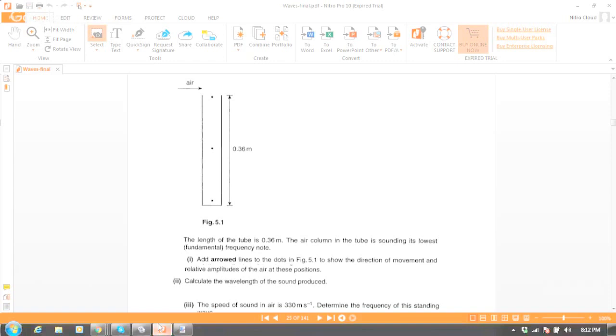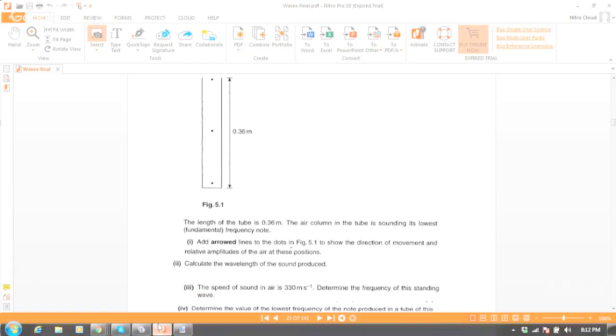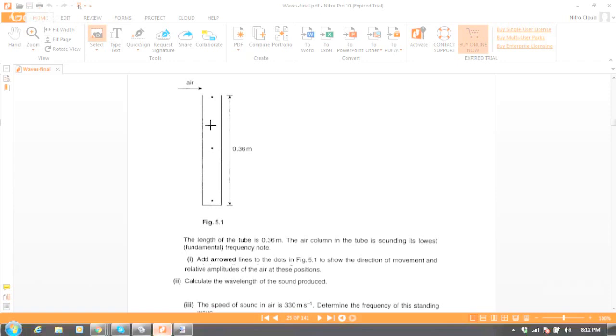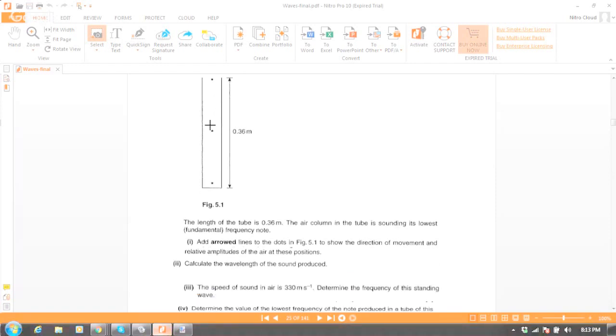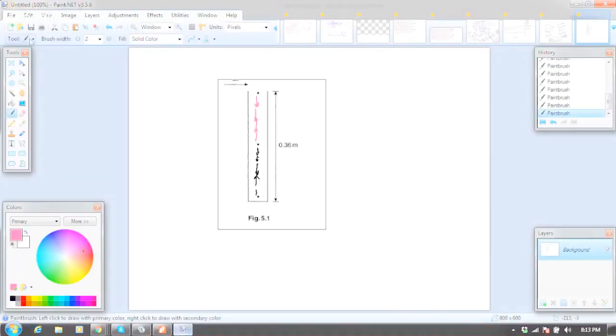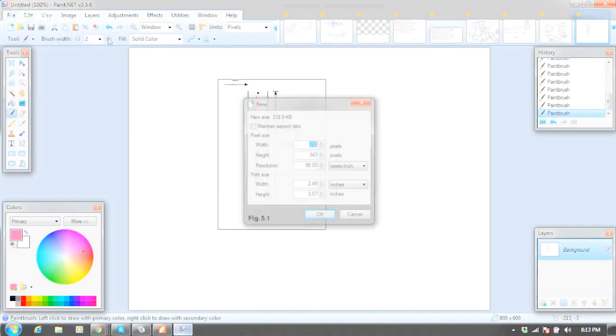Okay, calculate the wavelength of the sound produced. So wavelength जो हमारे पास आ रही है, there are 3 notes formed. Standing wave can be produced in the air. शुरू से रीड कर रहा हूँ. The length of the tube is 0.36 meter. The air column in the tube is sounding its lowest frequency. Okay, lowest frequency पे. अगर ये lowest frequency पे है, तो इसका मतलब है wavelength जो form हो रही है, यानी fundamental wavelength form हो रही है.